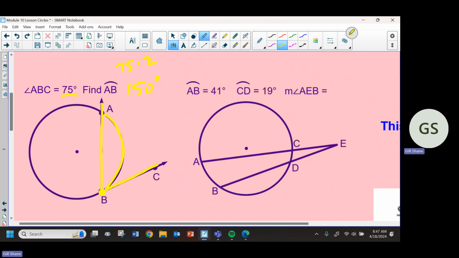These are called secants because they go through the circle and the end point is outside the circle. What is this called, when it doesn't go outside the circle? That was a chord, remember? We'll get to that in a second. I've got a review piece on that too.